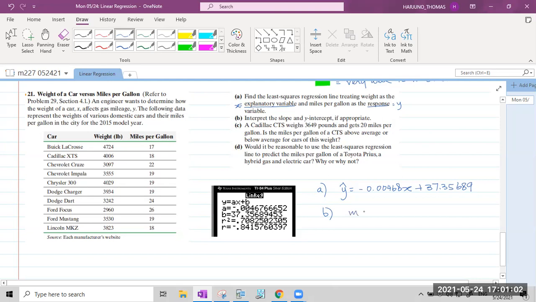Okay, interpret the slope and y-intercept if appropriate. Okay, the slope first. The slope is negative 0.00468, which means for every one pound increase in weight, the MPG will decrease by 0.00468 MPG on average.